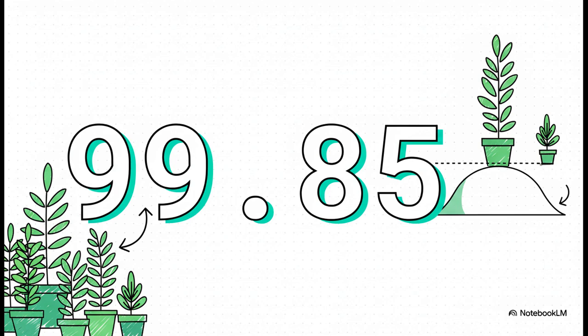Wait, how did we get that exact number? Well, remember, the curve is a mirror image. The 99.7% rule covers the area between -3 and +3 deviations. That leaves a tiny 0.3% left over for the two extreme tails combined. So the area in just the single tail above our target is half of that, or 0.15%. That means everybody else, 100% minus that tiny 0.15%, is shorter.